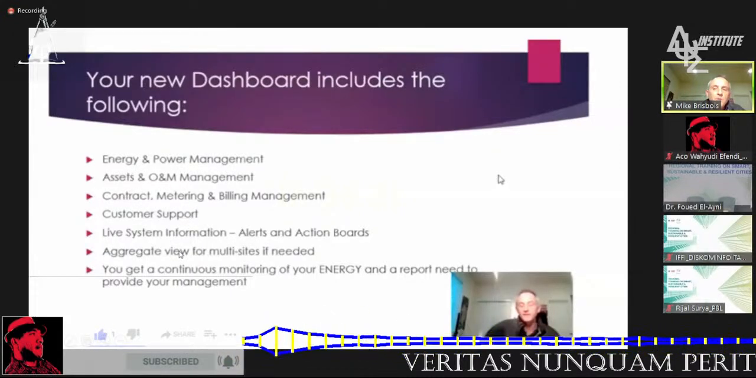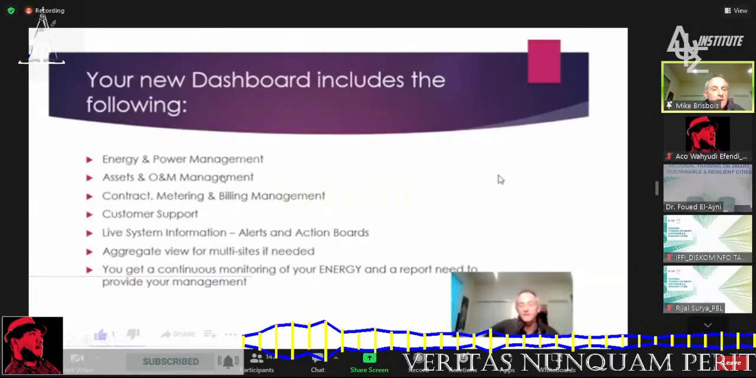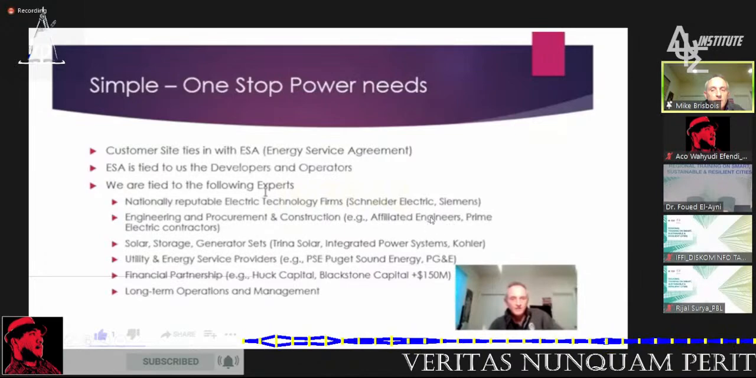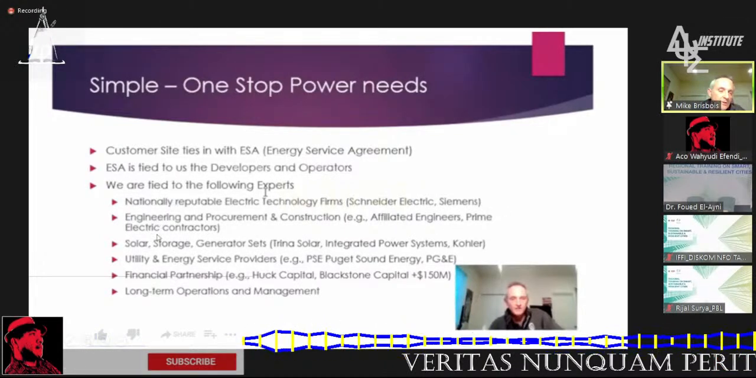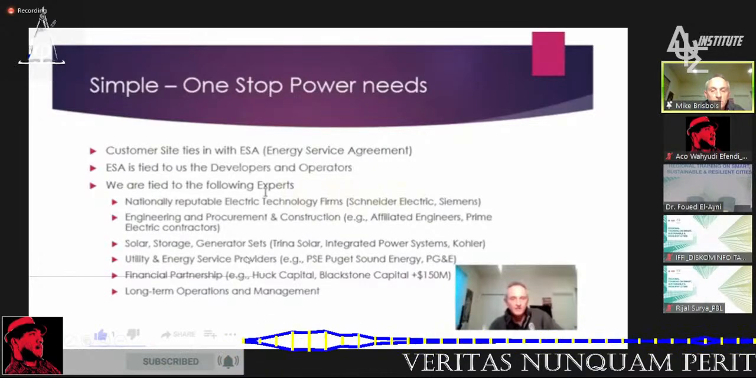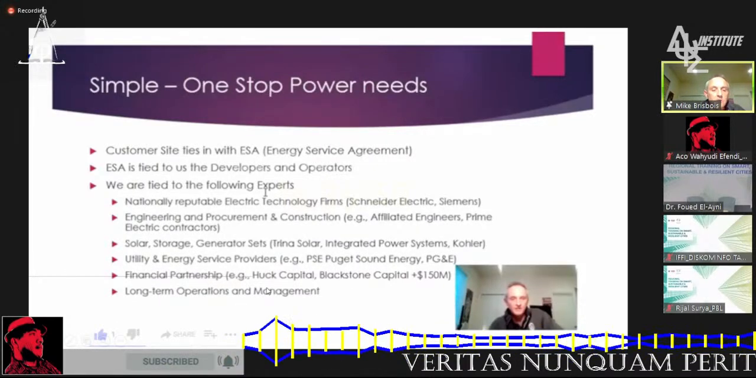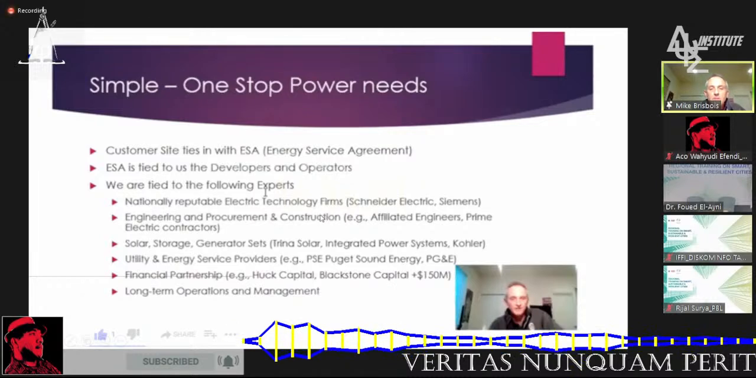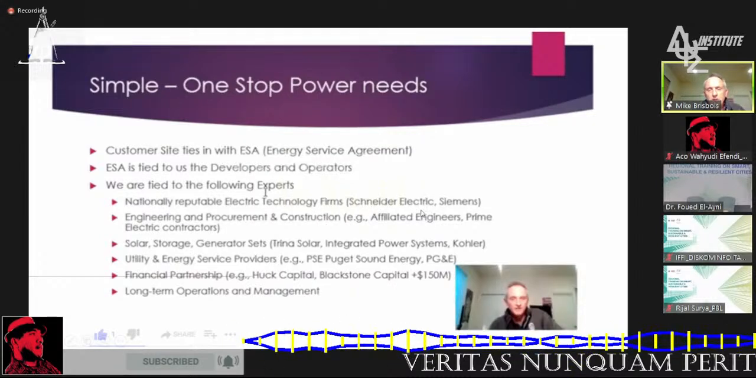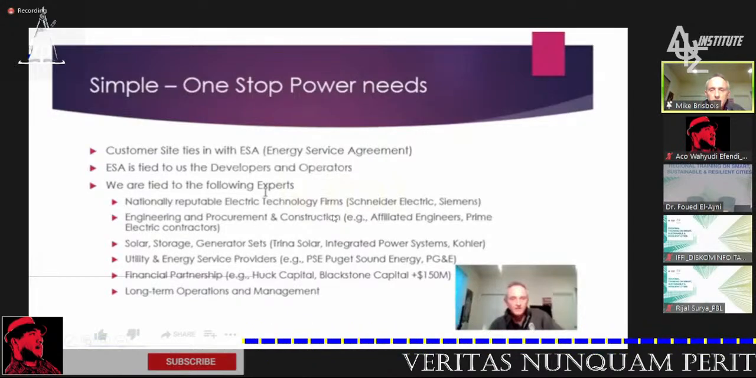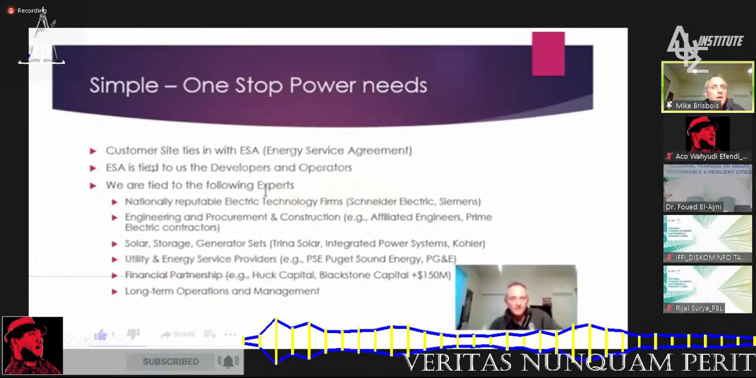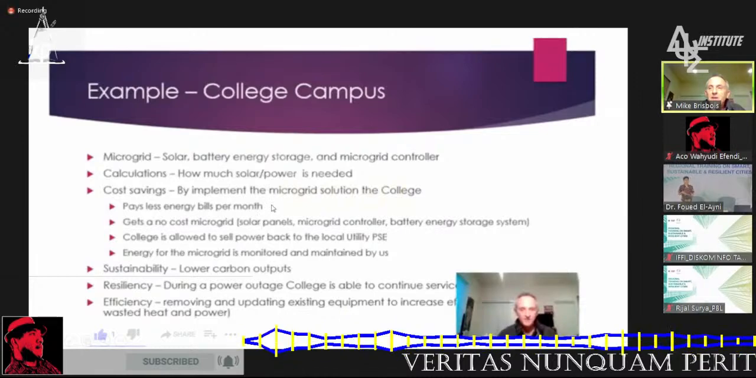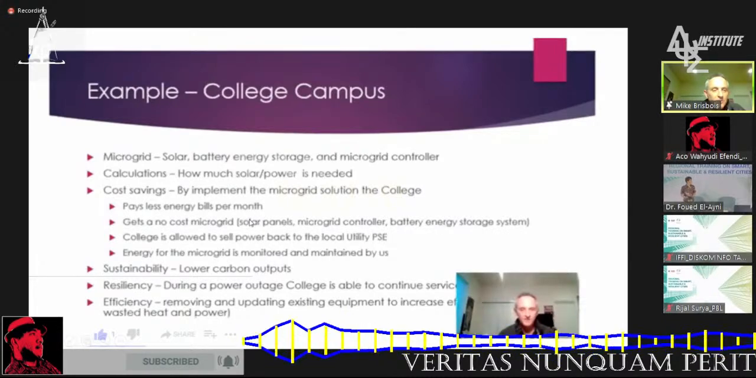Let's see. Your new dashboard. Once we do this, we give you a dashboard where you actually see these. And like I mentioned, we work with some of the design engineering firms and contractors to build and produce it. We work with the local utilities. It's a long-term operation, with the customer on site. We write an engineering service agreement with you, the client. We work with folks like Schneider Electric, Siemens, Alpha Structure. And here's a quick example. 1 more minute.